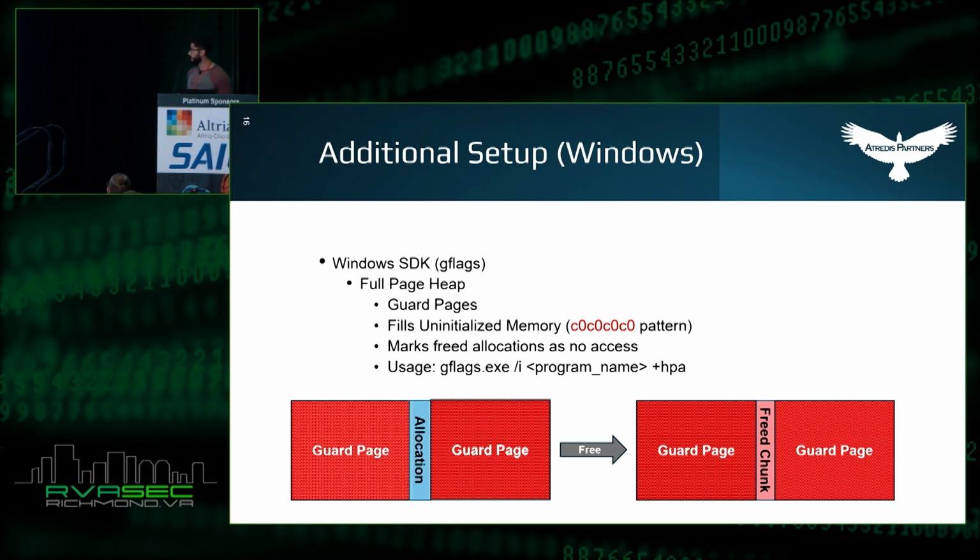Additionally, gflags, after an allocation is freed, will mark the freed chunk as no access. So in a use after free scenario, after the object was freed from memory, when the program tries to reference that memory, it will cause an exception.